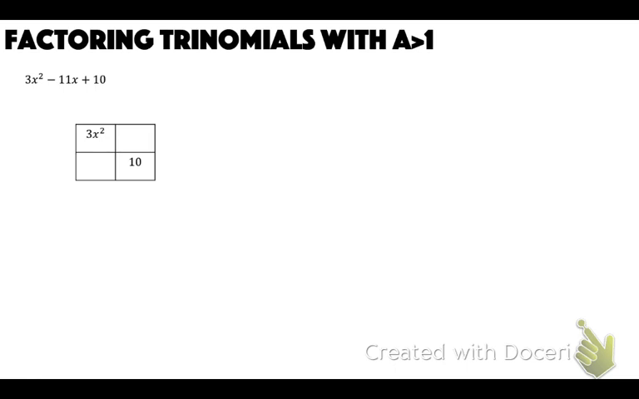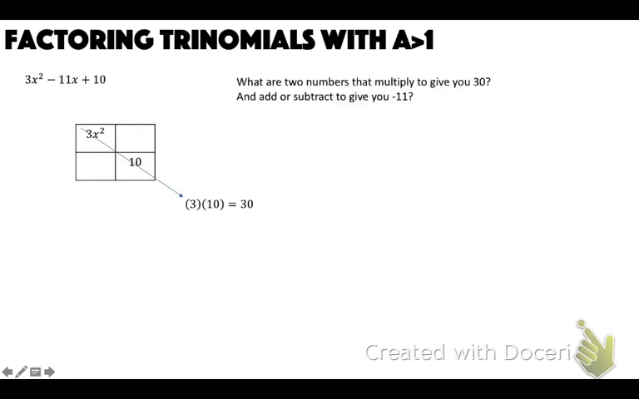So we have 3x squared and 10. And then multiply those two. So 3 and 10, we get 30. So we want to know what are two numbers that are going to multiply to give you 30 and add or subtract to give you negative 11. And I'm getting negative 11 from right there.